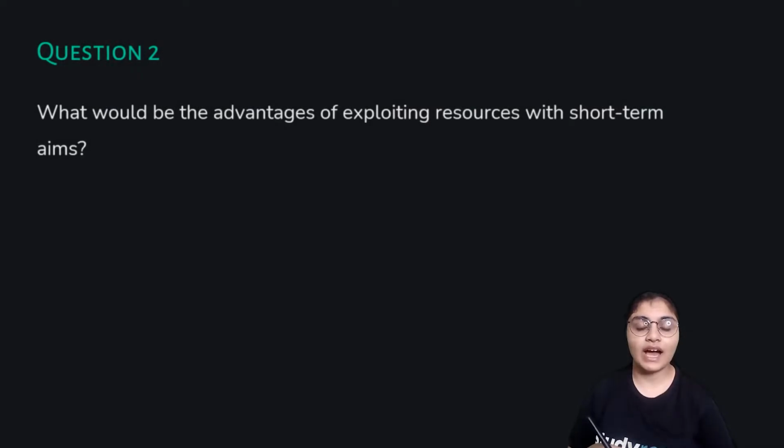The next question that we have is, what would be the advantages of exploiting resources with short-term aims? The advantage would be self-centered satisfaction, as we know that humans, and many species, are maybe self-centered, and they can use the resources and exploit them. If we do that for short-term aims, it is definitely not advisable, and it is definitely not good for the other residents of the planet. They also provide immediate advantages, but these are very, very harmful for long-term goals.